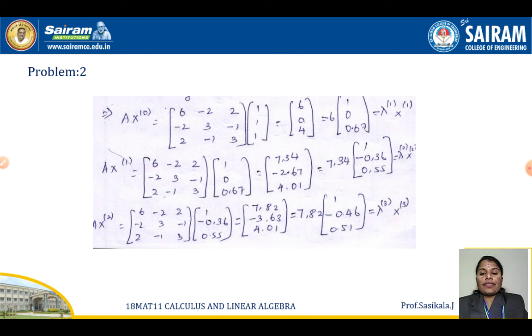A into x of 0 is the A matrix into x naught. So what is that? 6, 0, 4. Which is the highest one? 6. So take out the 6. You will get 1, 0, 0.67, which will be lambda of 1 into x of 1. And then again what you have to do? A into x of 1, so the A matrix into x of 1. This one from the previous iteration, I will get x of 1 as 1, 0, 0.67. After multiplication you can see 7.34.